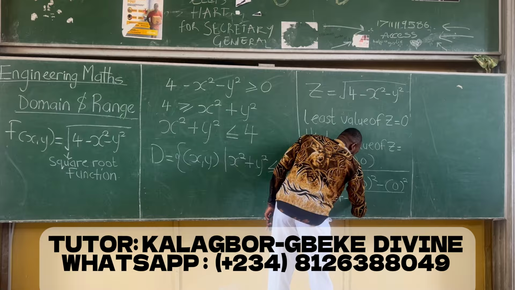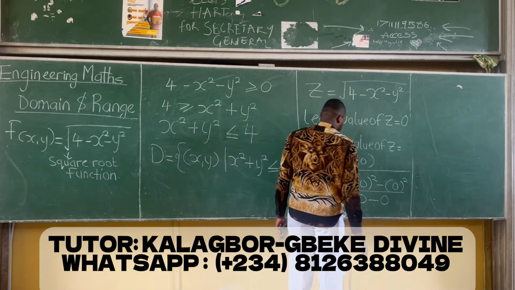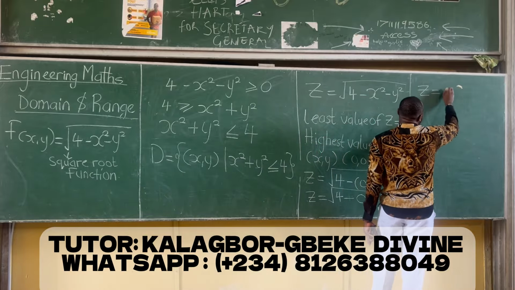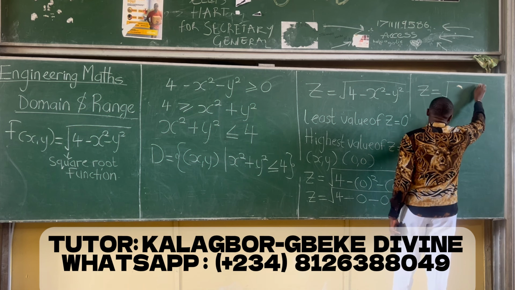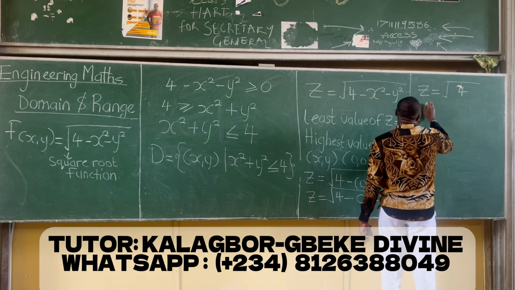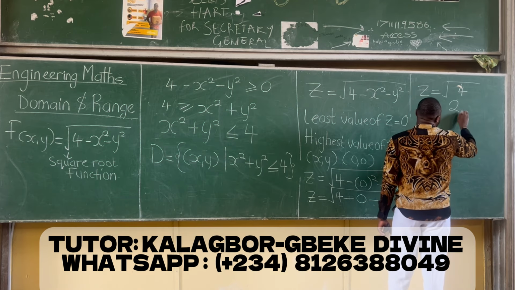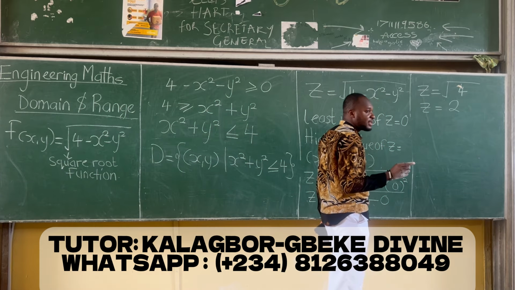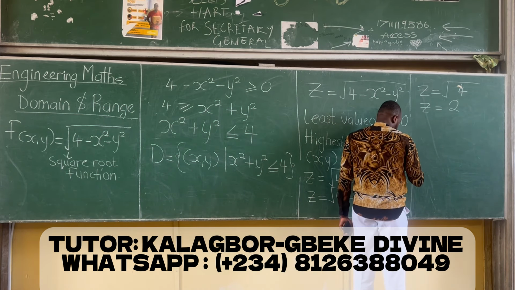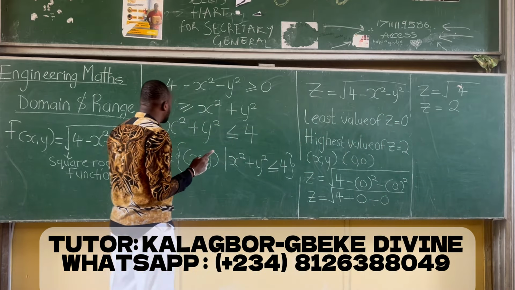0 square will be what? 0. So we have that z is equal to the square root of 4 minus 0, which gives us 4. And z equals the square root of 4, which is 2. So we have that our highest value of z will be 2. So this is going to be our highest value of z.